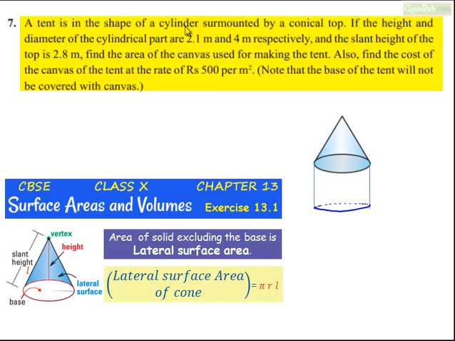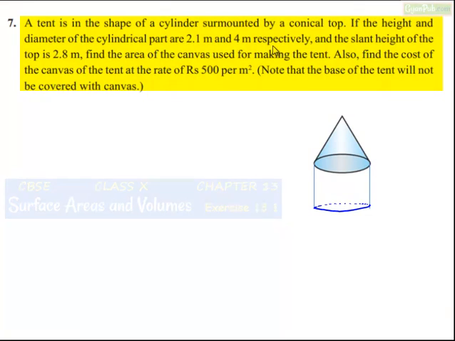A tent is in the shape of a cylinder surmounted by a conical top. If the height and diameter of the cylindrical part are 2.1 meters and 4 meters respectively, and the slant height of the top is 2.8 meters, find the area of canvas used for making the tent. Also find the cost of the canvas at the rate of rupees 500 per meter square. So now coming to the solution.